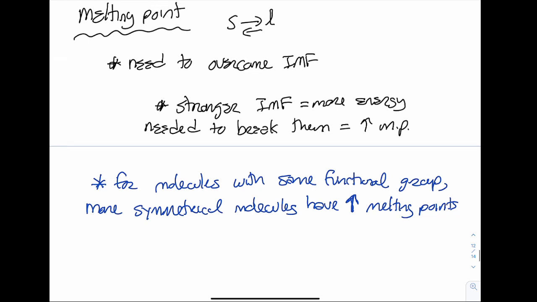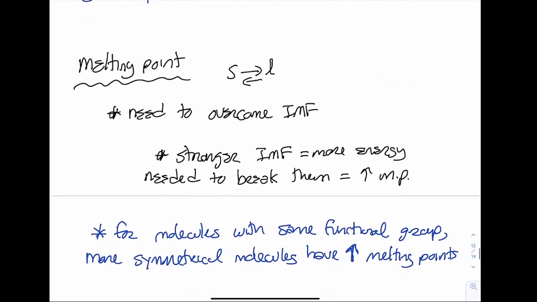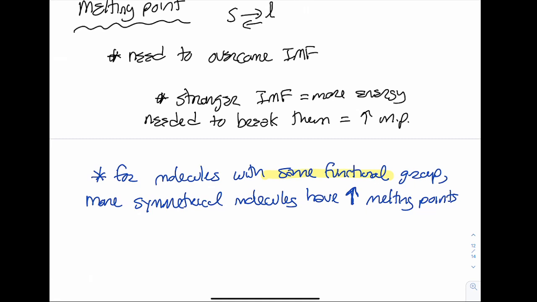Be careful, this is different than we did with boiling. So same functional group, the more surface area, generally the higher the boiling point. With melting point, same functional group, the more symmetrical, generally the higher the melting point. So an example of what I'm talking about here.